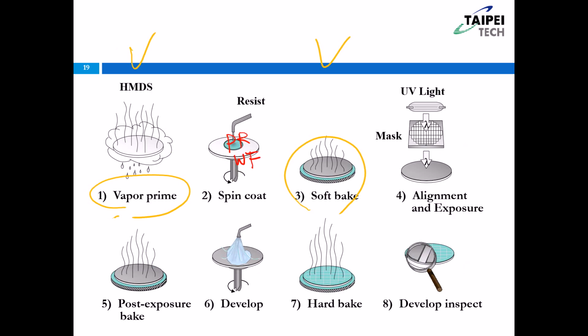So right now we already have the soft bake. Now we need to do the alignment between the mask and the silicon wafer. After we do the alignment, we turn on the UV light to do the exposure.